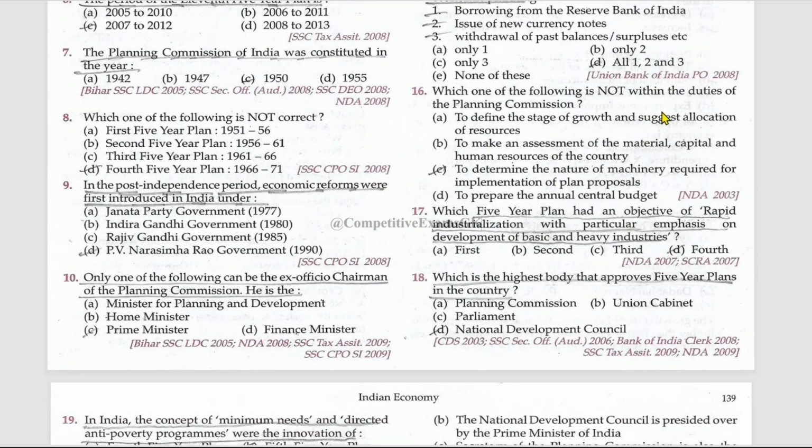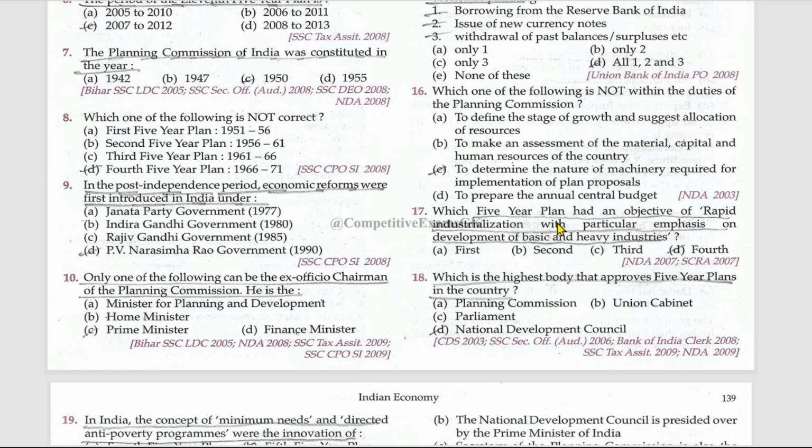Which one of the following is not within the duties of the Planning Commission? To determine the nature of machinery required for implementation of plan proposals. No, this is not included. Other three are included. Those are to define the stage of growth and suggest allocation of resources, to make an assessment of the material, capital, and human resources of the country, and to prepare the annual central budget. All of these three are included, but this is not included. Option C is not included.